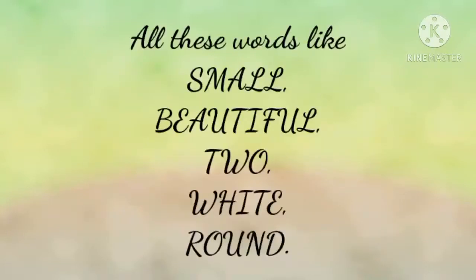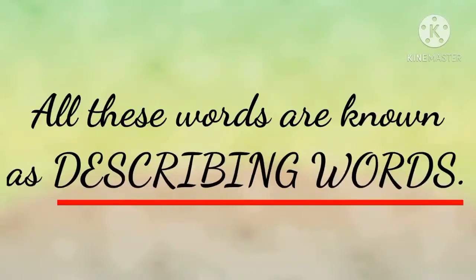So, children, all these words like small, beautiful, two, white, round. Once again I repeat, small, beautiful, two, white, round. All these words are known as describing words.